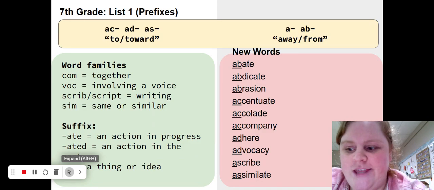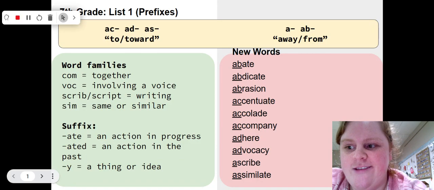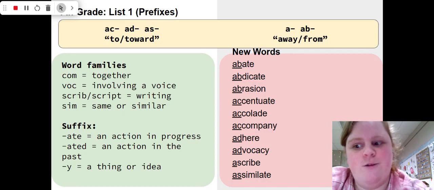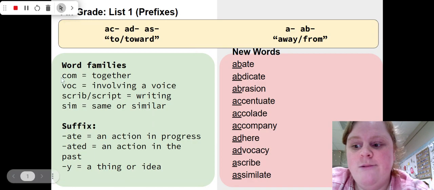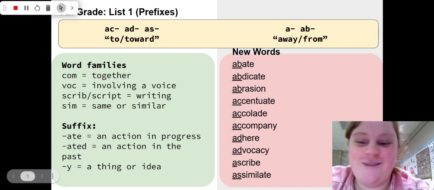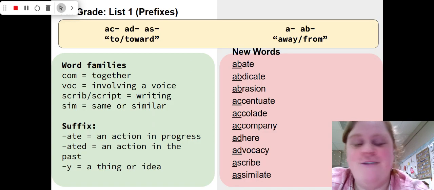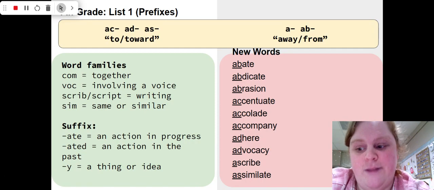Some other important things to know for this word list. As you can see, our word list is on the right-hand side here under where it says new words. Some other families or word parts that you're going to see in these words are com, which is a root that means together. You're going to see voc, involving your voice, which I don't really have in this video. You're going to see scribe or script, which means writing. You're going to see sim, which means the same or similar.